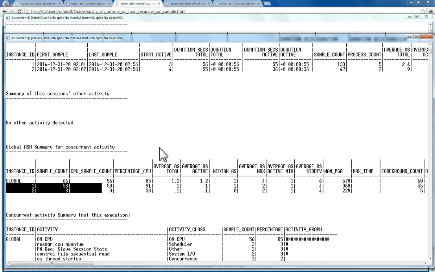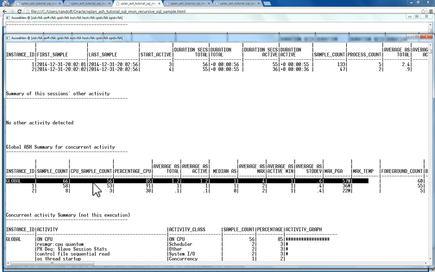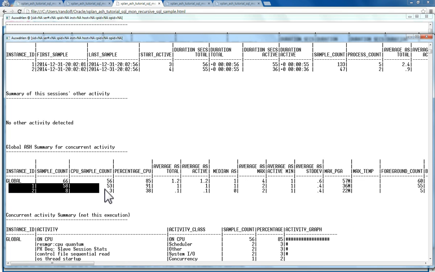If there were multiple instances involved, then we would see something like this here. So we get again this instance ID indicator, and this instance ID indicator gives me the idea here. This is a global summary, and then I get a summary for each instance. So that is the idea.